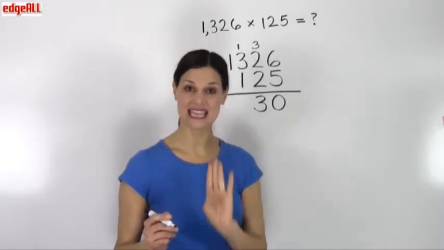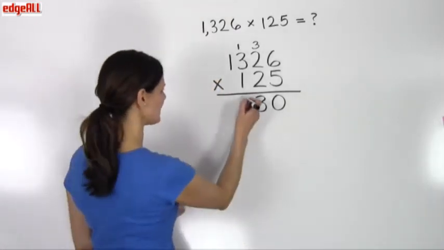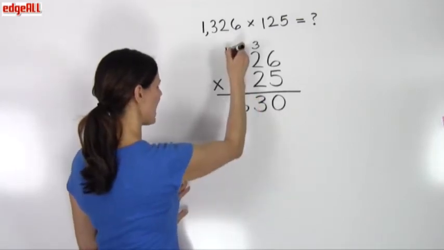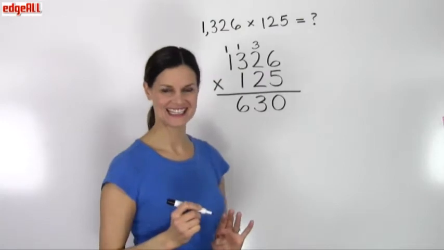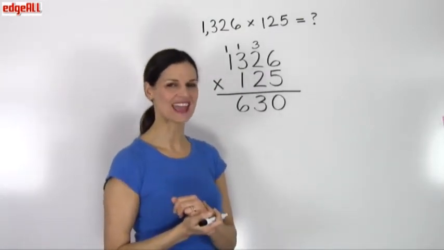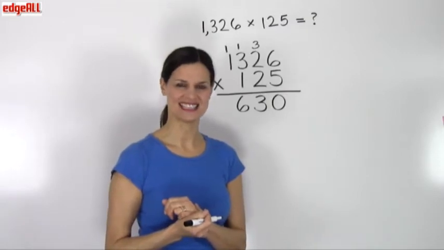I'm going to put the 6, which is in the ones place of my answer, here. And I'm going to put the 1 of the 16 in the next column over, regrouping or carrying that 1 of the 16.